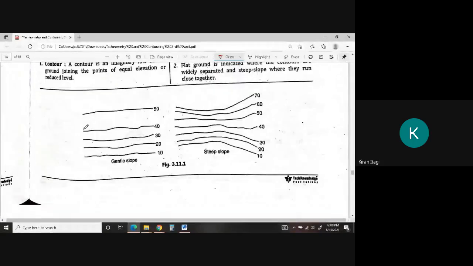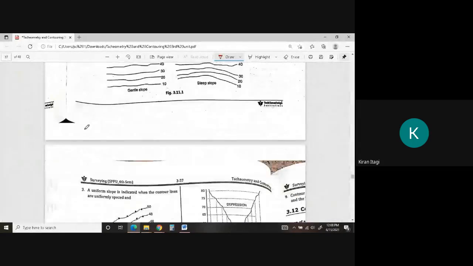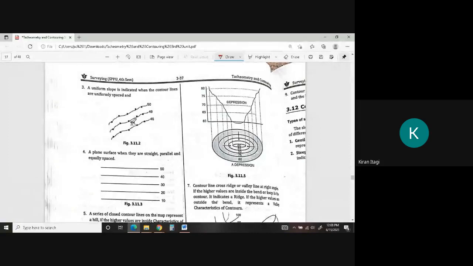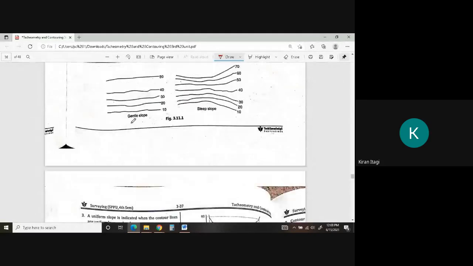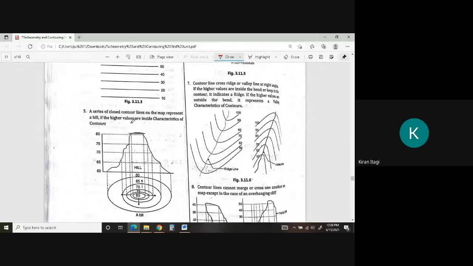This is also very simple. I will just give a glance now. After 1 hour I will take the class. So you have seen about the contouring maps.